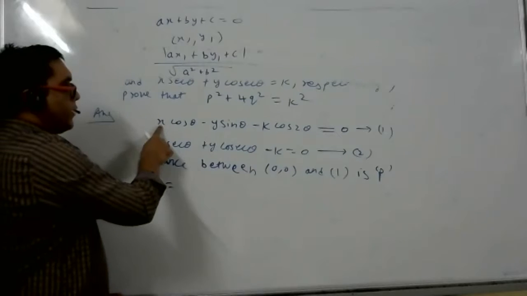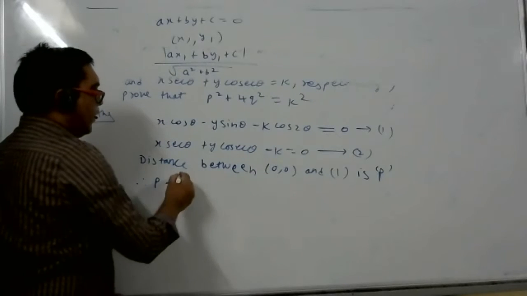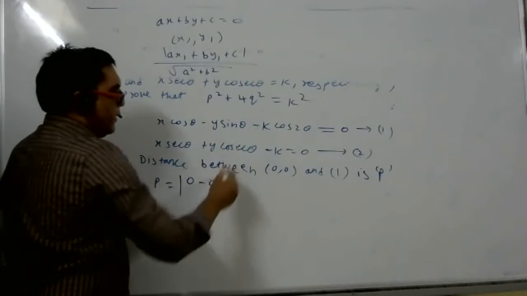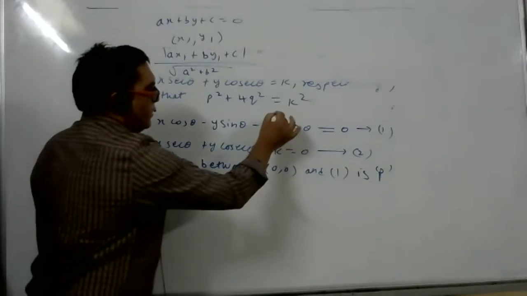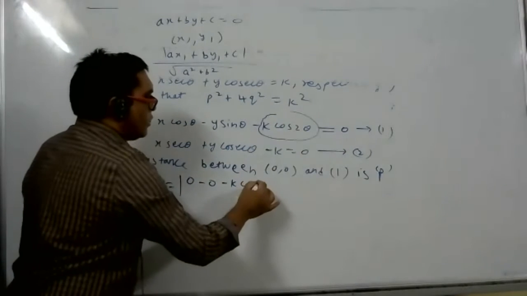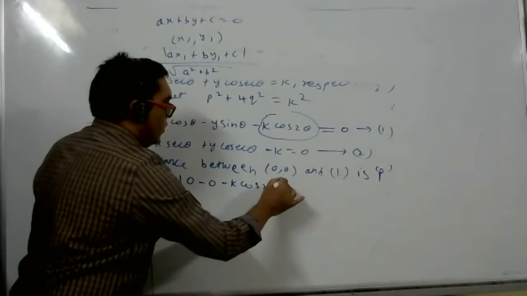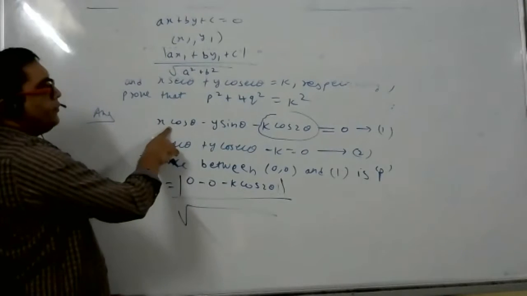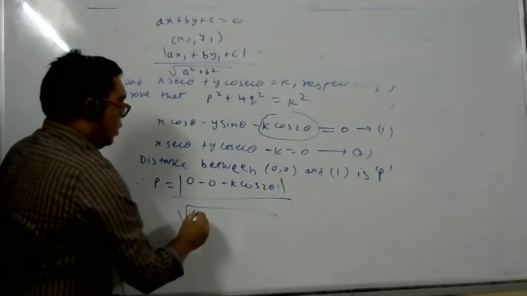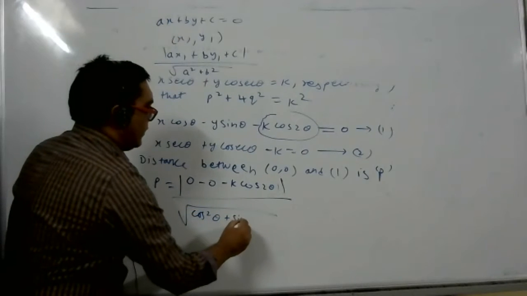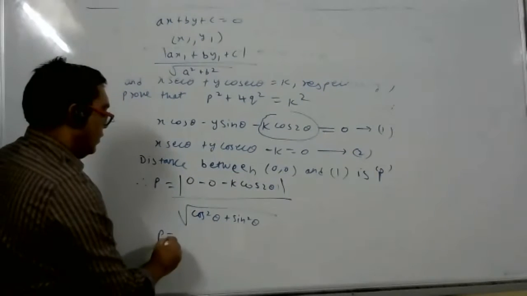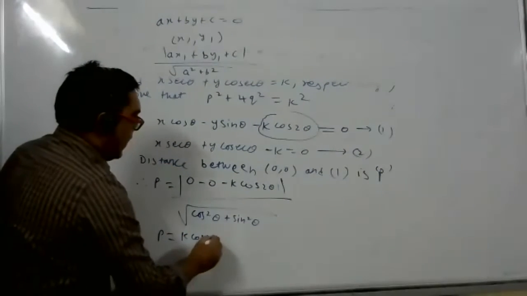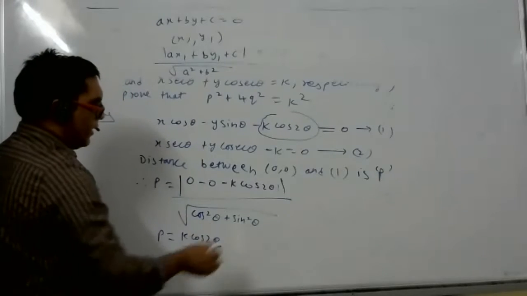In the place of X, what should I put? 0. 0. So what does it become then? 0 into something, 0. Here also 0. Then this is there, minus K. This is C actually. K cos 2 theta by square root A square plus B square. What is A square plus B square? Cos square theta plus sin square theta, which is equal to how much? We got mod 1, which means this is positive. K cos 2 theta by 1. 1 means nobody will write now.